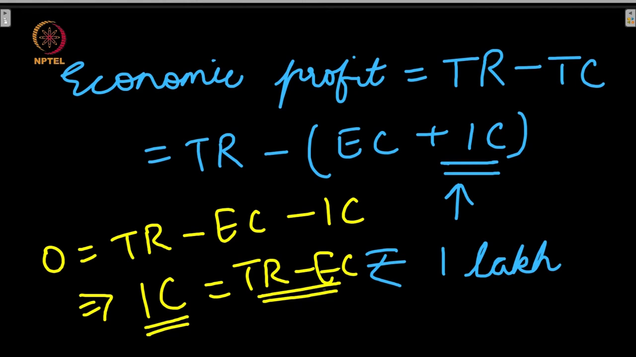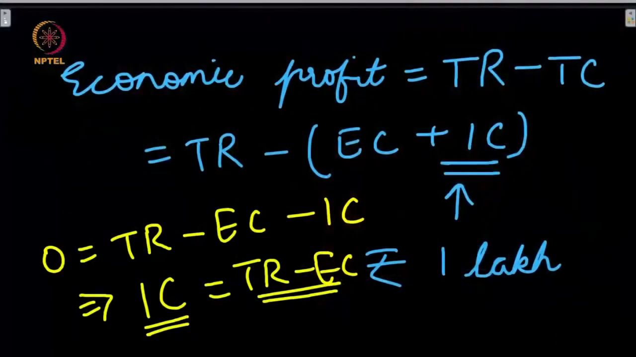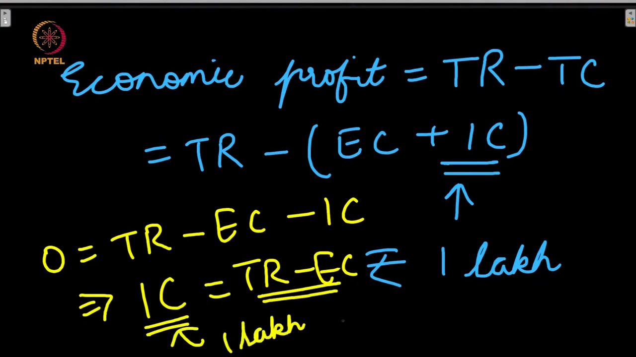Now, because TR minus EC is a positive value, it is 1 lakh of rupees, it means that TR is greater than the explicit cost. What we are saying here is that because this is a positive value of 1 lakh, it means that TR is very much greater than the explicit cost. The total revenue is very much greater than the amount of money that has to be outlaid by the firm for running of things. So when we say that the firm continues to produce at a profit of 0 rupees, it is not the accounting profit. We are talking about the economic profit.